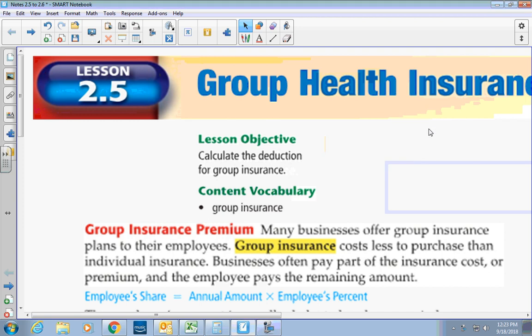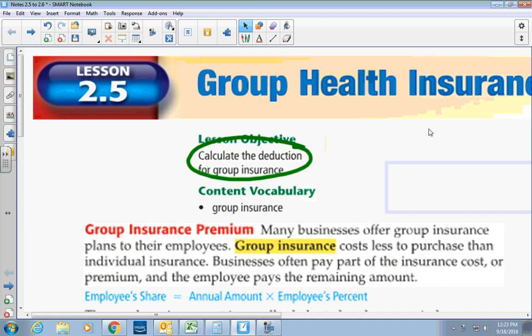Okay, group health insurance. Please circle the lesson objective. It's to calculate the deduction for group insurance. Calculate the deduction for group insurance. I added it to our learning objectives from the chapters as well.